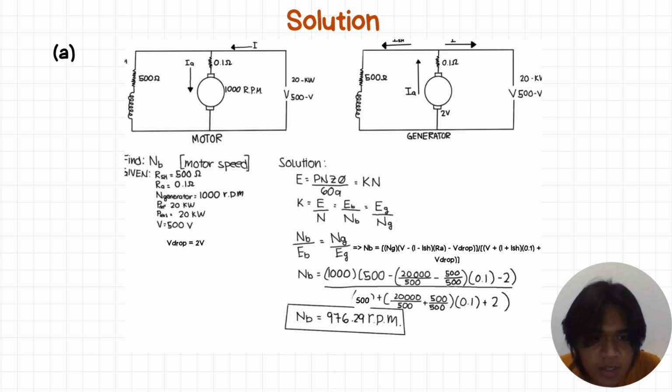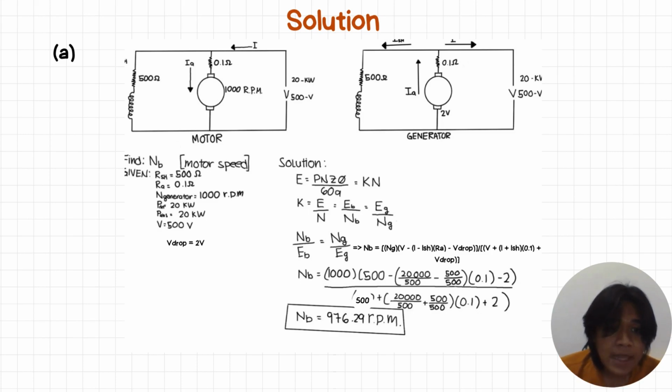The speed of the generator is 1000 RPM. The power absorbed and the power released is 20 kilowatts and the voltage is 500 volts. The voltage drop given was 1 volt per brush. We have two brushes in an armature, therefore we multiply by 2, and we now get 2 volts.